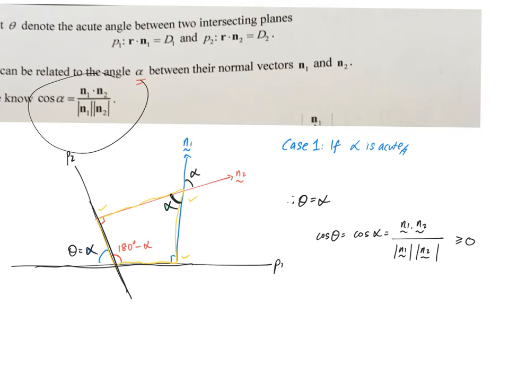Let's talk about maybe case 2. If, for example, alpha could be obtuse. For example, maybe I draw another plane. This could be the first plane. The second plane could look something like that.